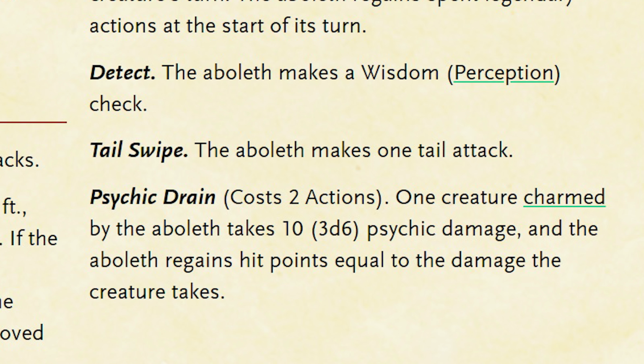One is to detect or try and find something. One is to attack with their tail, which is a much stronger attack than with their tentacles. And the last one is they can deal damage to a charmed player character. So using mental psychic damage, they can hurt somebody with it. These are all legendary actions, so the aboleth is able to use these even when it's not their turn in combat. So that is the basics of the monster stat blocks.